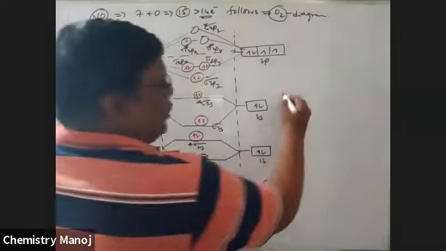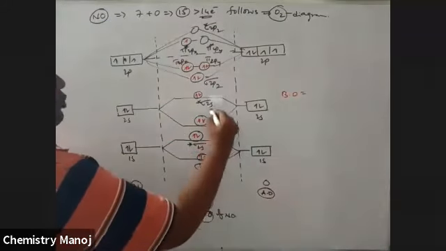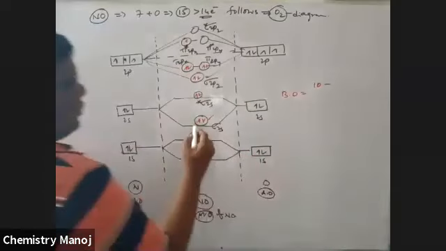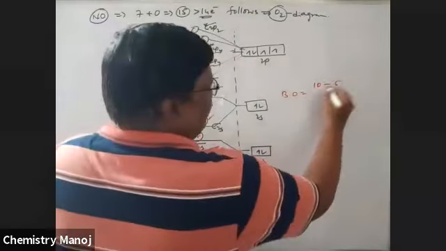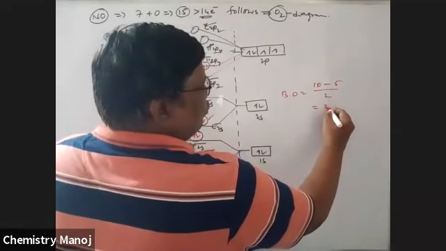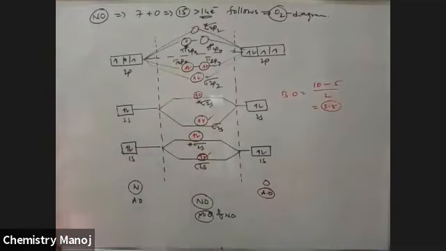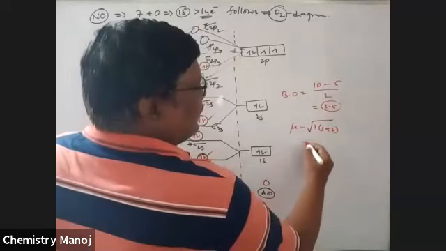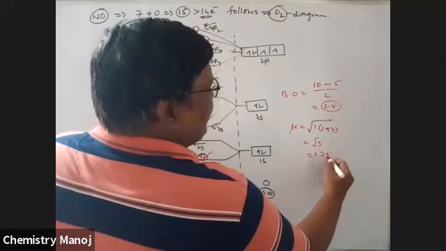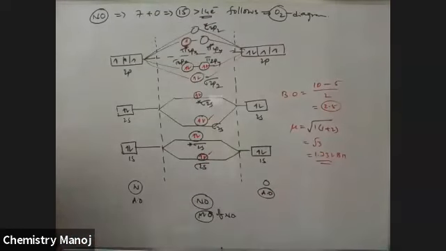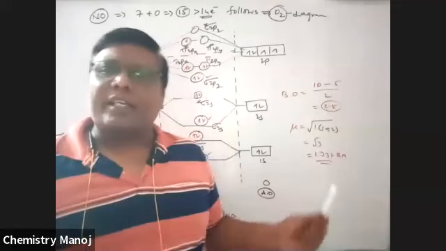How much is the bond order? Bond order is equal to (2 plus 2 plus 6, that is 10, minus 2 plus 2 plus 1, that is 5) divided by 2. So 2.5 is the bond order. Now the magnetic moment mu is the square root of n into n plus 2. Only one unpaired electron, so root of 1 into 1 plus 2, equal to root 3, that is 1.732 Bohr magnetons. This is the way to calculate bond order and bond energy.